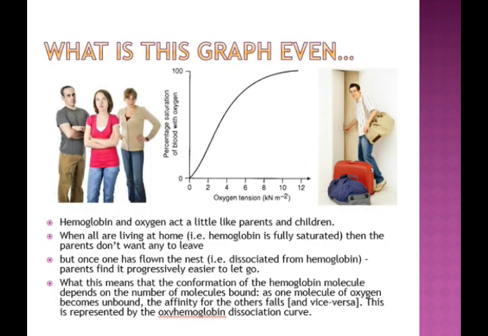Okay, so hemoglobin and oxygen act a little like parents and children. When all are living at home, the parents don't want any of the oxygen to leave. But once one has flown the nest or dissociated from hemoglobin, then it is easier for the red blood cell to release the other oxygens. So meaning that the more oxygen is released from your red blood cell, the easier it is for the red blood cell to release the other oxygen molecules.